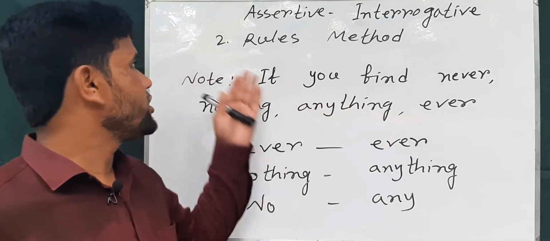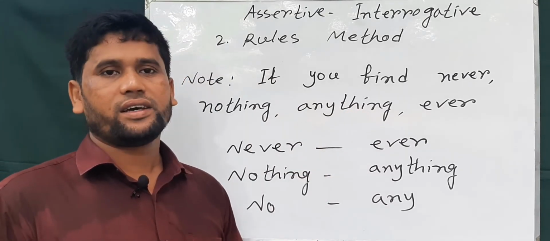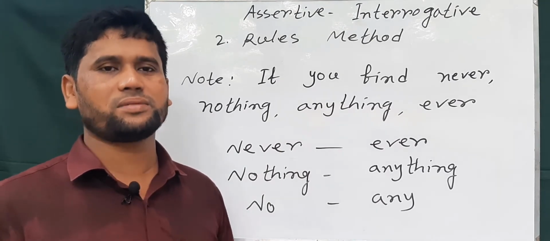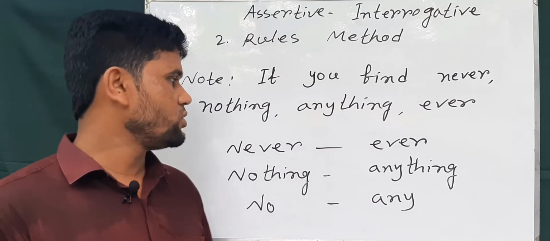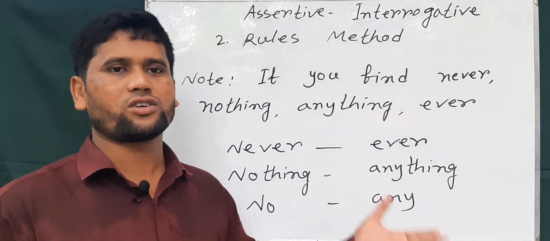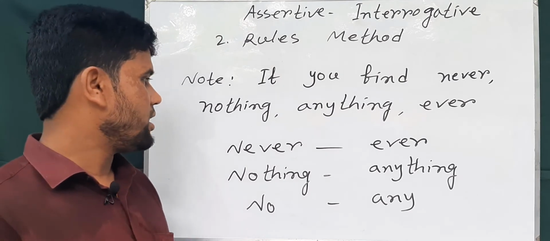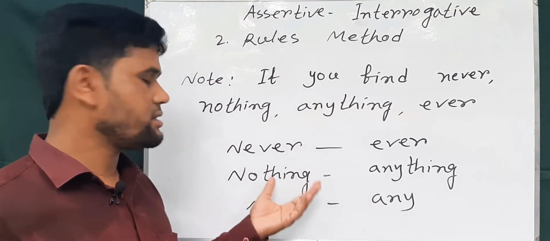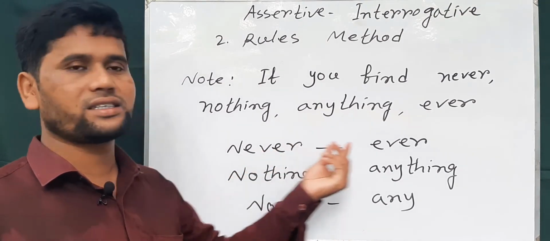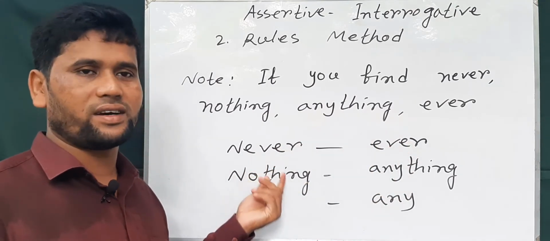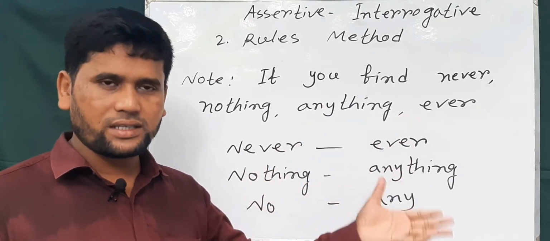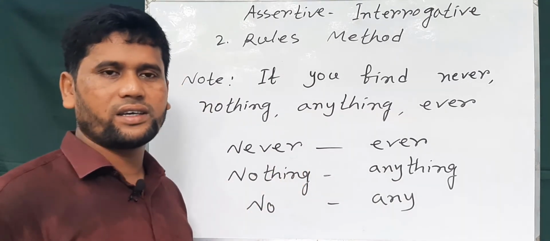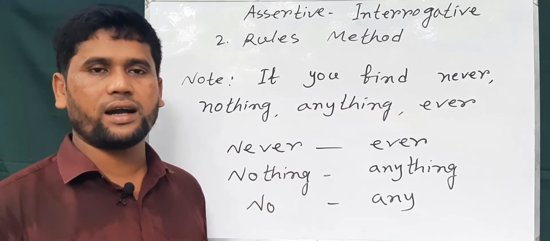Dear student, in this rule, if you find never, nothing, anything or ever in an assertive sentence or in an interrogative sentence, you don't need to write not after the auxiliary verb, or don't make the sentence negative using not, but you can write never instead of ever, or ever instead of never, or nothing instead of anything. Just if you find these words, you can use them. So if I give you some examples, you can understand it easily.